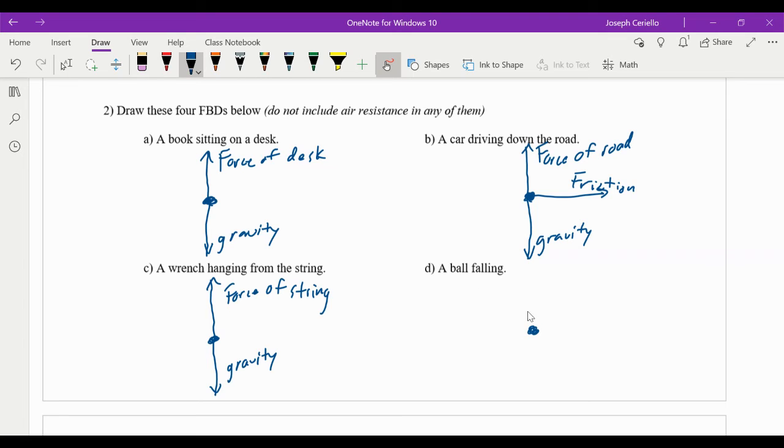All right, so a ball falling. A ball is falling, again, there's no air resistance, so it's falling. So we know gravity is pulling it down.